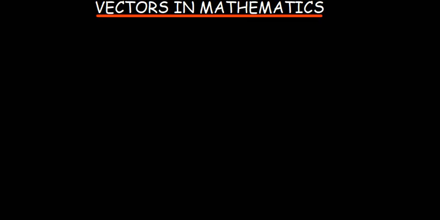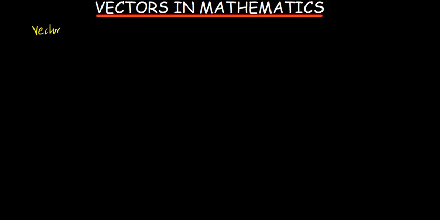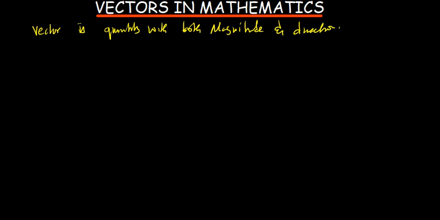So we want to understand vectors in mathematics. From definition, we know that a vector is a quantity that has both magnitude and a direction. So that is what we call a vector. Any quantity with both magnitude and direction is called a vector.